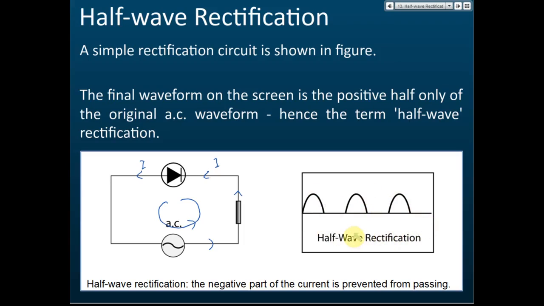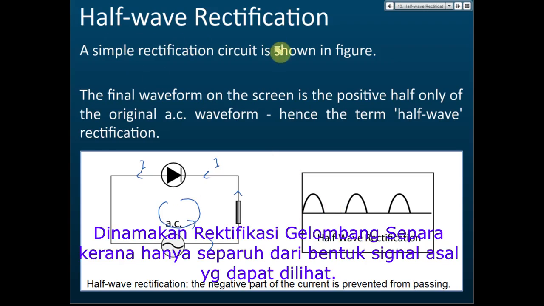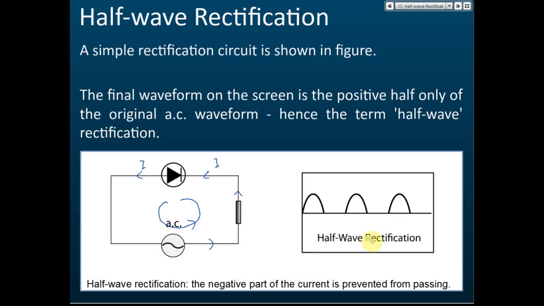It's like a waveform, okay? But now we cut off the currents that flow backwards. So this type of rectification is called half wave rectification. Why? Because just half of the wave remains. The other half is cut off already.